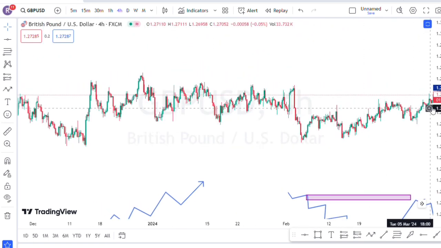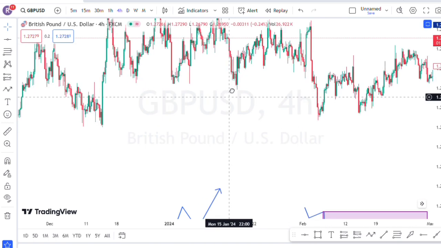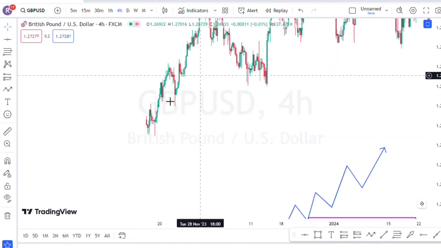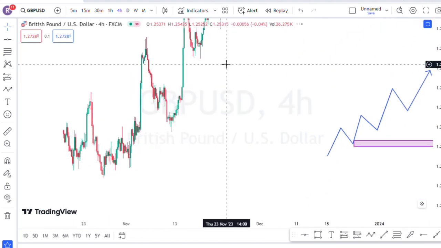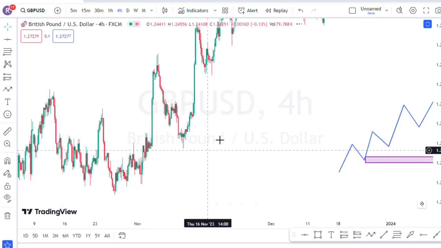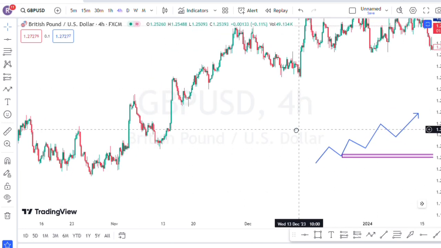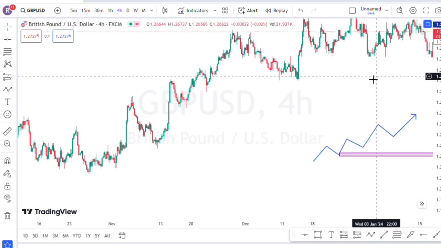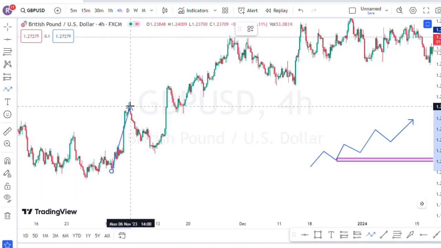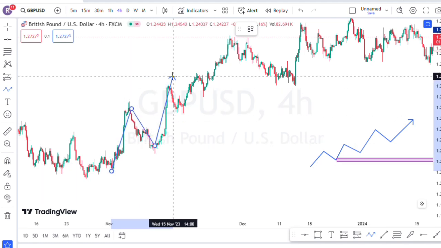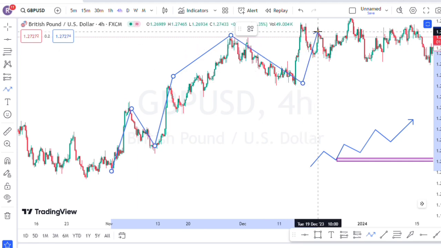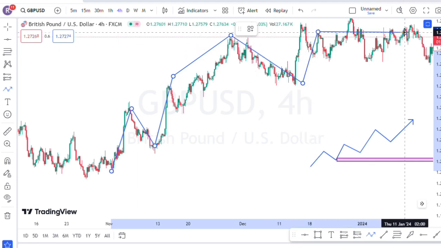As you can see, this market was moving in an uptrend. As it was moving in an uptrend, it formed some sort of structure. Let me draw for you. This market formed a higher low, higher high, higher low, higher high, higher high, higher low, and then higher high. From here we are seeing some sort of consolidation.